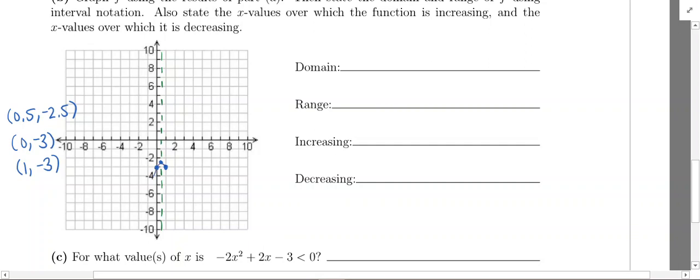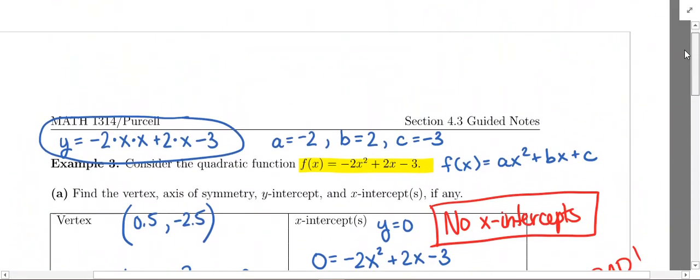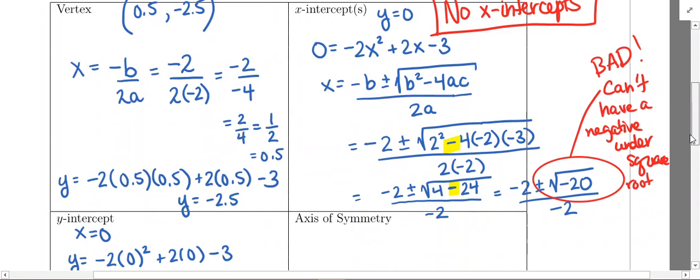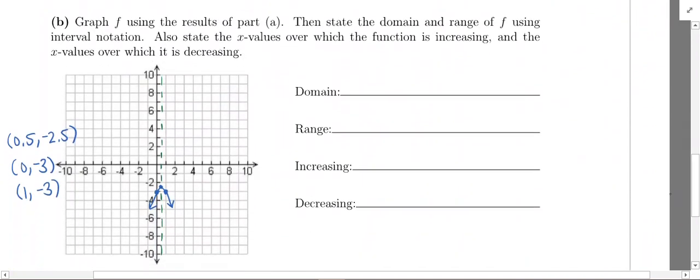It seems like you've got a downward opening parabola. This is a really tiny parabola, but this is what it looks like. If you go back up to the formula, we forgot to talk about this, but the a value is negative. So we should have expected a downward opening parabola. That's what we got. And remember, the vertex is going to be the highest point on the parabola. All right, so we've got our picture.